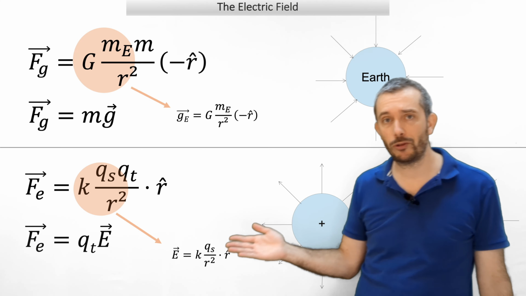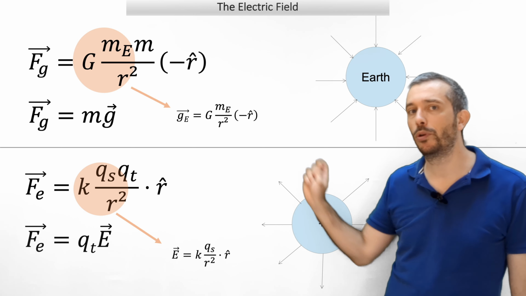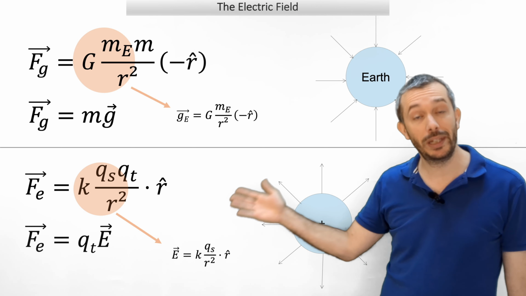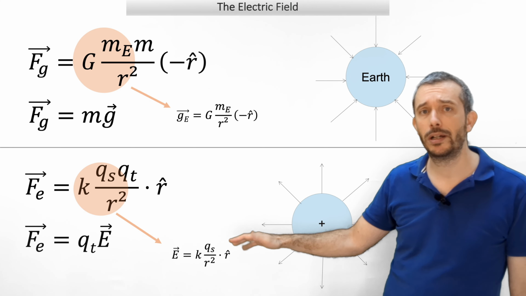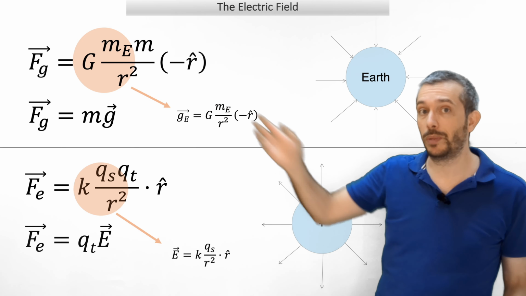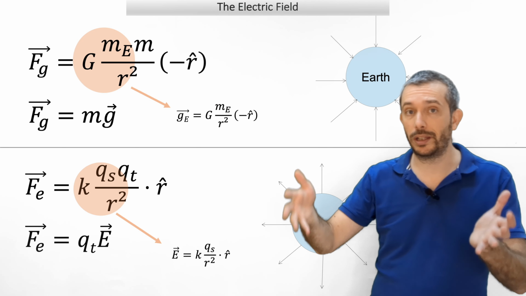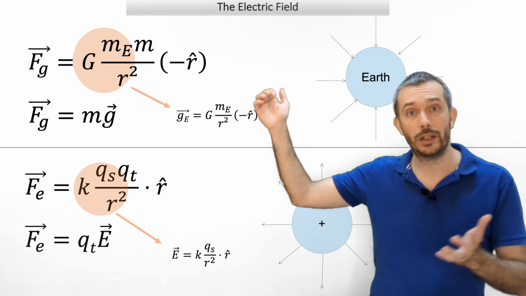So once I have my electric field, I can simply multiply it by any charge that I put in the field, and I can immediately calculate my electrostatic force on that particle. The same as with g, I could simply take any mass that I want to calculate the force of gravity on and multiply it by the g vector.